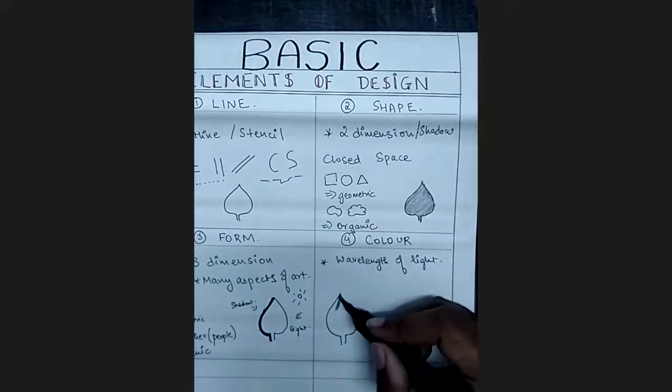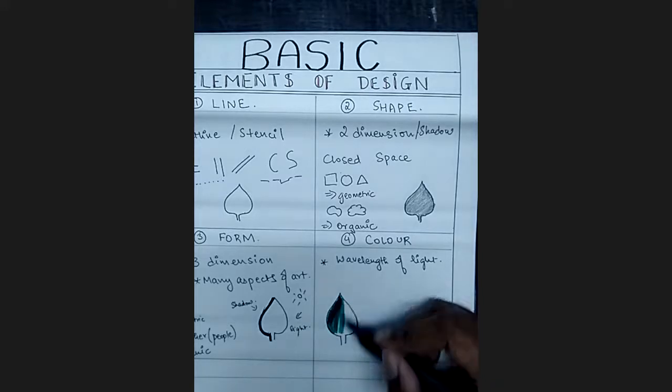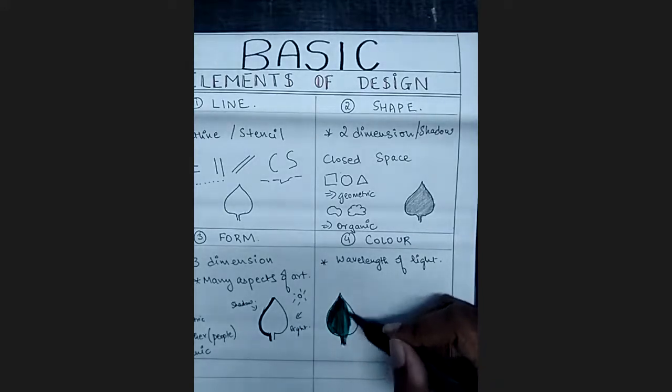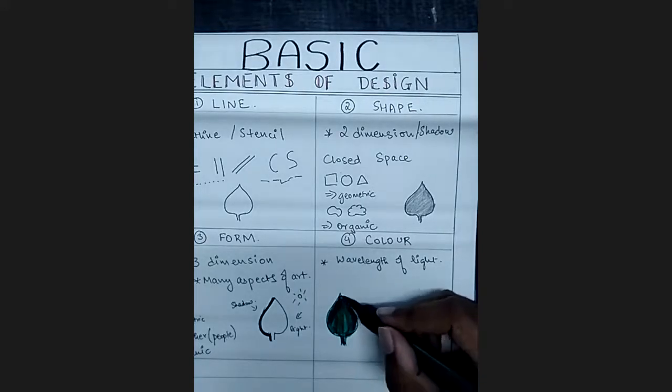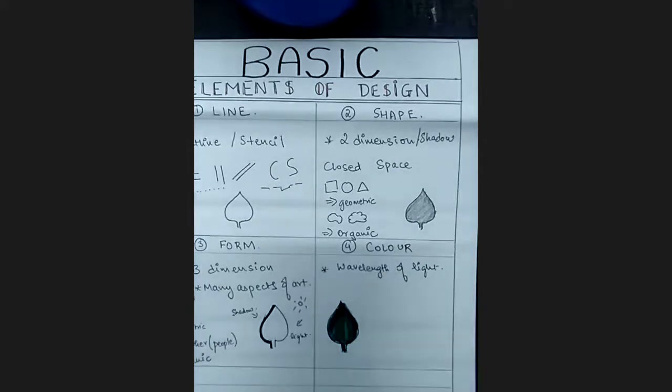Now I'm using a brush pen and I'm filling it. I'm not bothered about where the brightness is. I'm not bothered about where the shadow is. I'm not bothered about anything. I'm just filling it up. That's it. So that is the color representation of the same thing that we've seen. I hope it's visible.